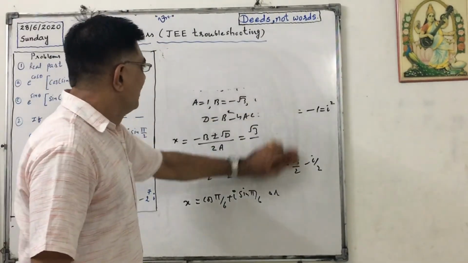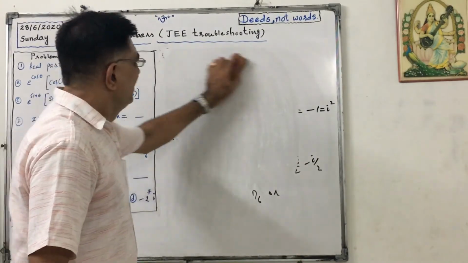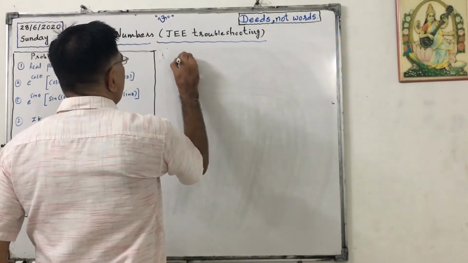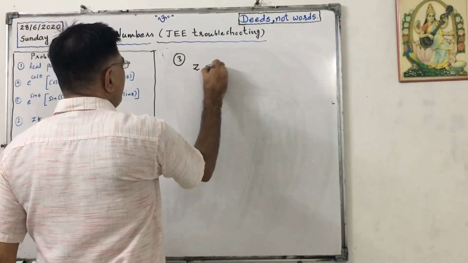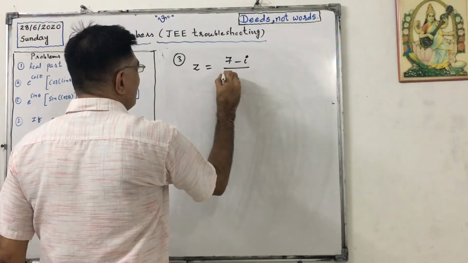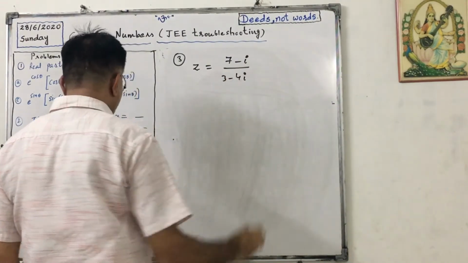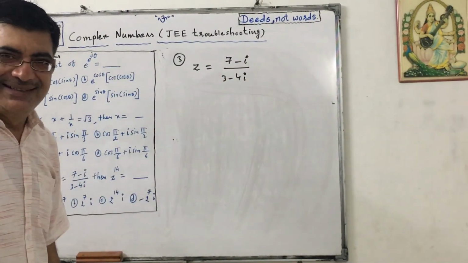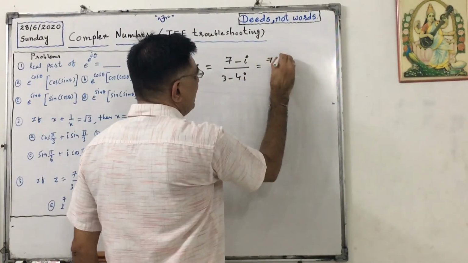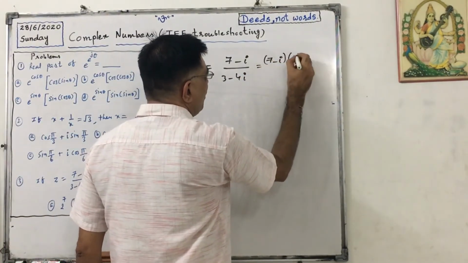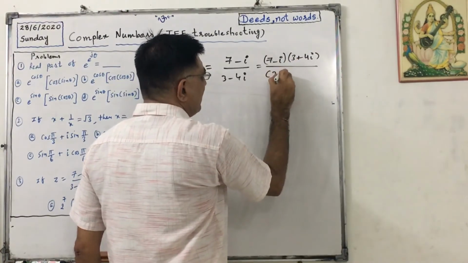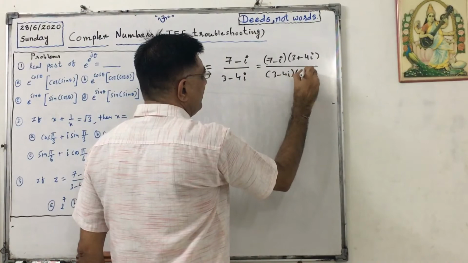Now third one. We are given z equals 7 minus i upon 3 minus 4i, and we have to find z raised to 14. So first of all, simplify this by multiplying by the conjugate of the denominator, 3 plus 4i, upon 3 minus 4i into 3 plus 4i.